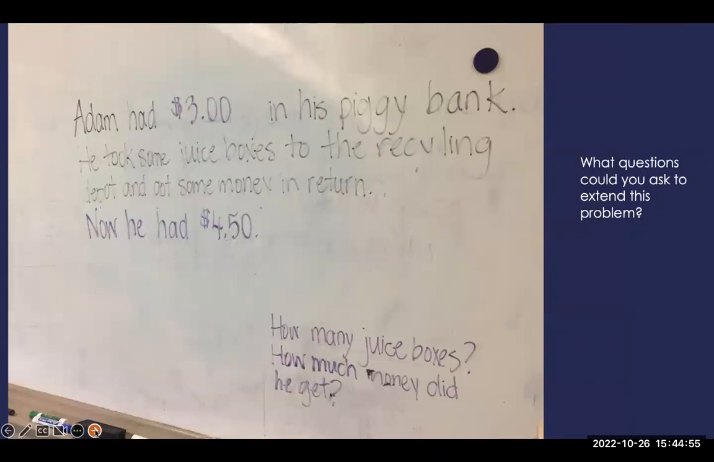Here's another example. Adam had $3 in his piggy bank. It originally said he had some money in his piggy bank. He took some juice boxes to the recycling depot and got some money in return. Now he had $4.50. So here were the questions that they asked before I added the numbers. How many juice boxes did he return? How much money did he get? We told them a little bit of information, but they have to figure out what that money was. And then think about how you could extend that for some of your students. If he received $1.50 in recycling, how many juice boxes would he return?